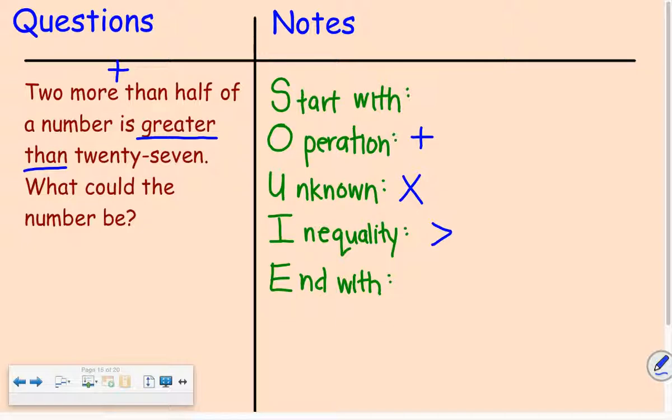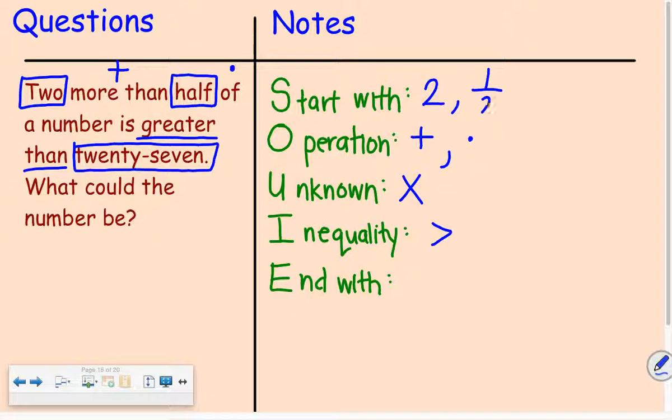And then the other operation in this problem, because there's 2 of them, is the word of. Of in math means to multiply. So I'm going to put a comma and also put a multiplication symbol. Now remember, our starts with and our ends with are always numbers. So let's square all the numbers we see. 2, half is actually going to be a number, and then we have 27. So we have 2 and 1/2 here, and then the 27 will go down at the bottom.